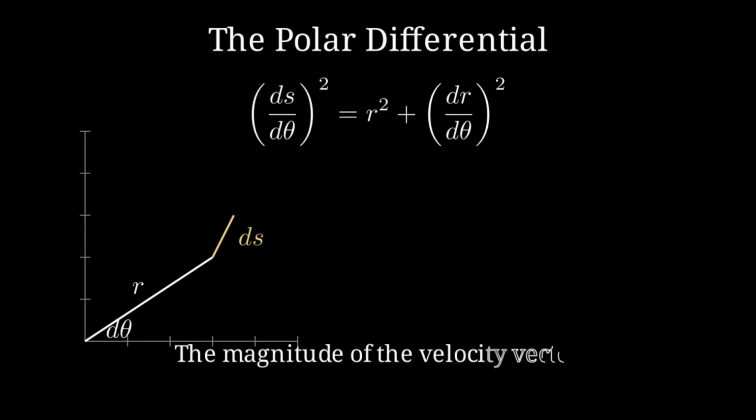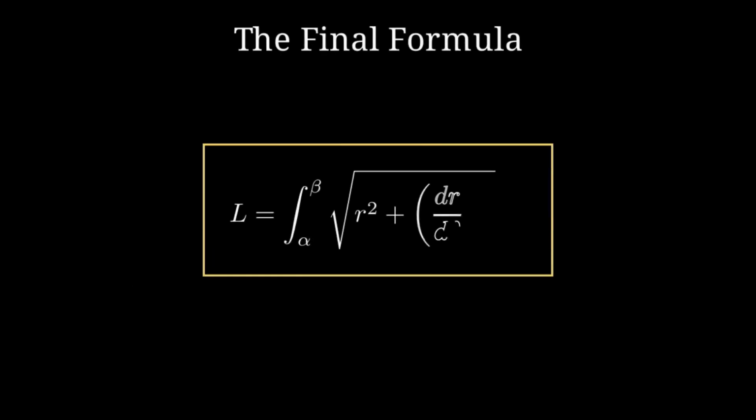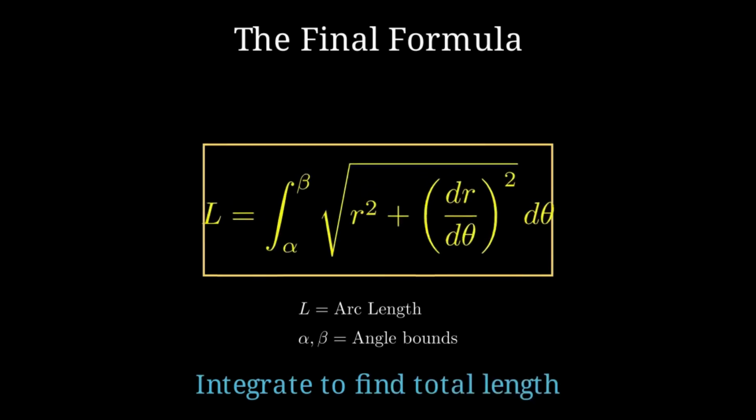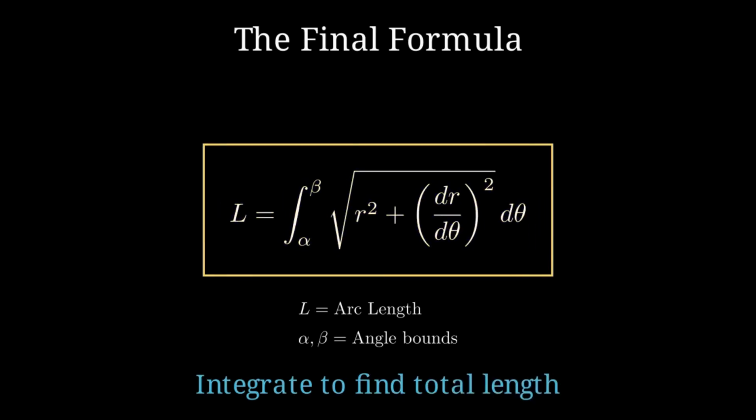It tells us that the total change in distance depends on both the radial distance and the rate of radial expansion. By taking the square root and integrating with respect to theta from an initial angle alpha to a final angle beta, we arrive at the final arc length formula for polar curves. This elegant integral allows us to find the length of any continuous polar function without ever needing to convert back to x and y.